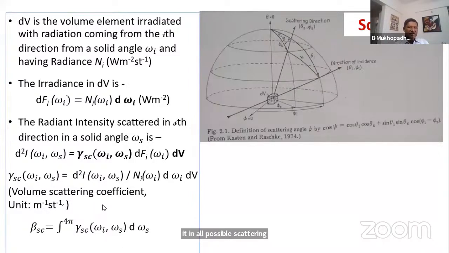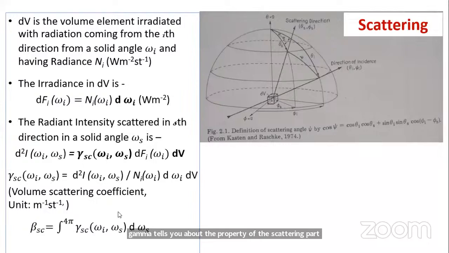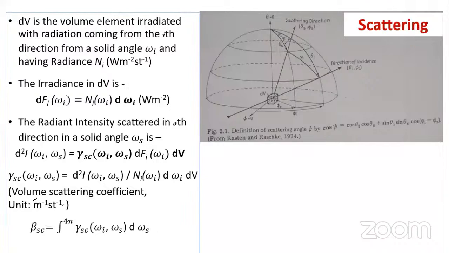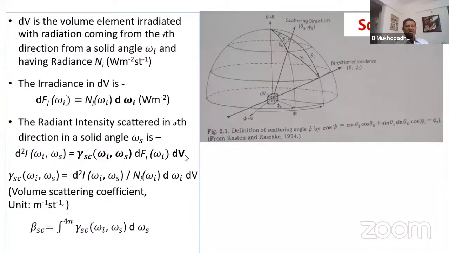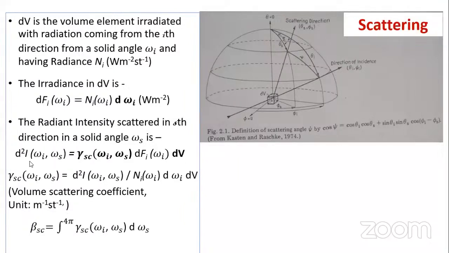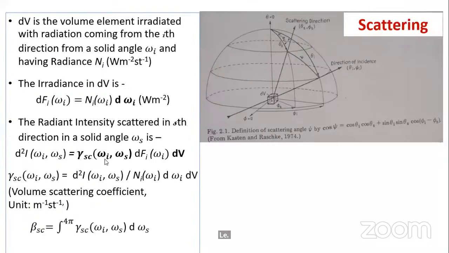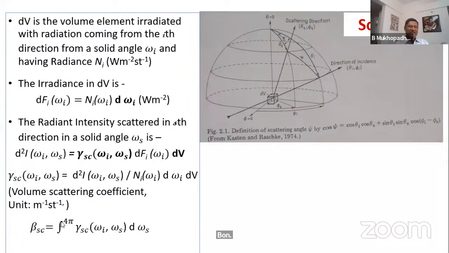This product, this integral tells you the property of the medium. The gamma tells you about the property of the scattering particle. Whereas this integral will tell you the property of the scattering medium. And that is called the volume scattering coefficient. And so, because you have divided it by dV, when you take I and divide it by F, per unit dV, you get gamma. That's the difference. So per unit volume, the amount that is scattered in all directions is given by beta. So it's called the volume scattering coefficient.